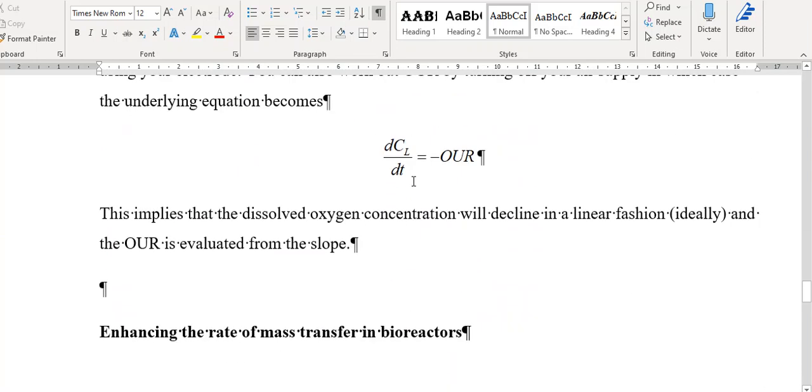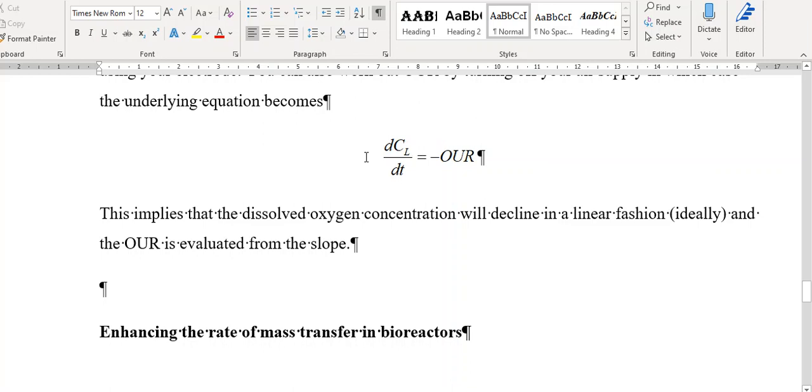What we generally do is we turn off the oxygen at some point and turn off the air at some point. And what happens then is that the dissolved oxygen concentration starts to drop, because you're not transferring any oxygen to the bioreactor, but the cells are consuming it. And what we generally find is that over the course of the conditions we run it, this tends to be constant. So the CL drops linearly. So by measuring the slope of that decline in oxygen concentration, we can measure our oxygen uptake rate.